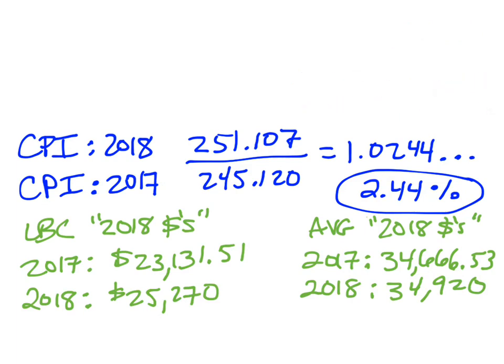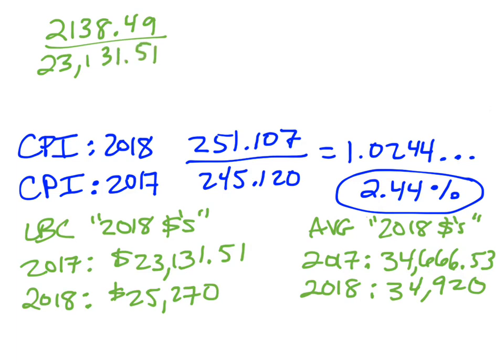Okay, so what we're looking for is a relative change. Okay, so for LBC, if you subtract these two amounts, that's going to give you a change of $2,138.49. Right, and we want to see what the relative change was from 2017 to 2018, so we're going to divide by the 2017 adjusted tuition. All right, and that's going to give about 9.2% if you convert it to a percentage. All right, so LBC's tuition increased 2.44% due to inflation, and then an additional 9.2% just because.